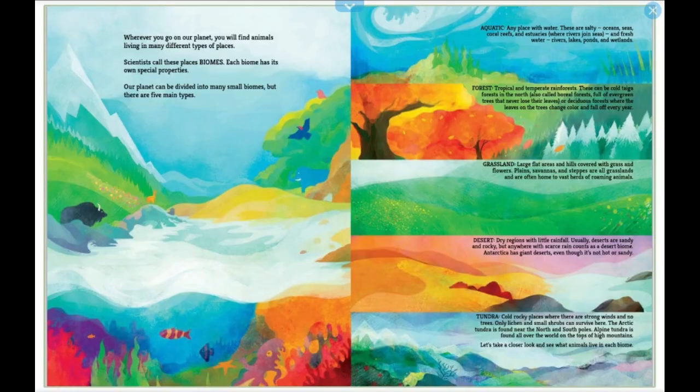Tundra, cold, rocky places where there are strong winds and no trees. Only lichen and small shrubs can survive here. The Arctic tundra is found near the North and South Poles. Alpine tundra is found all over the world on the tops of high mountains. Let's take a closer look and see what animals live in each biome.